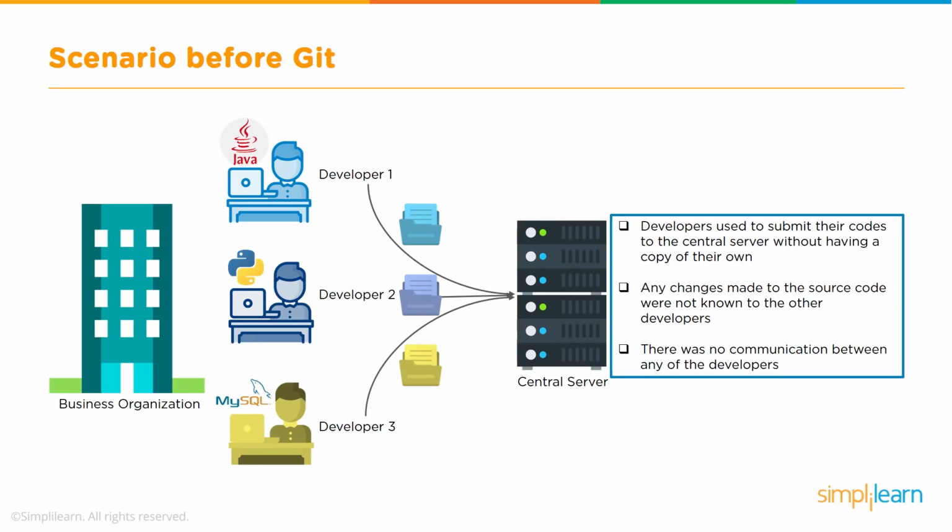So a little scenario before using Git. One of the challenges that a lot of developers and development teams would have had is developers would be working on different types of code, whether it was database code, whether it was Python, or whether it was Java or .NET, and they would have a central server that they would be pushing all of their source code in. But there was little or no communication that was actually going on in between all the developers.